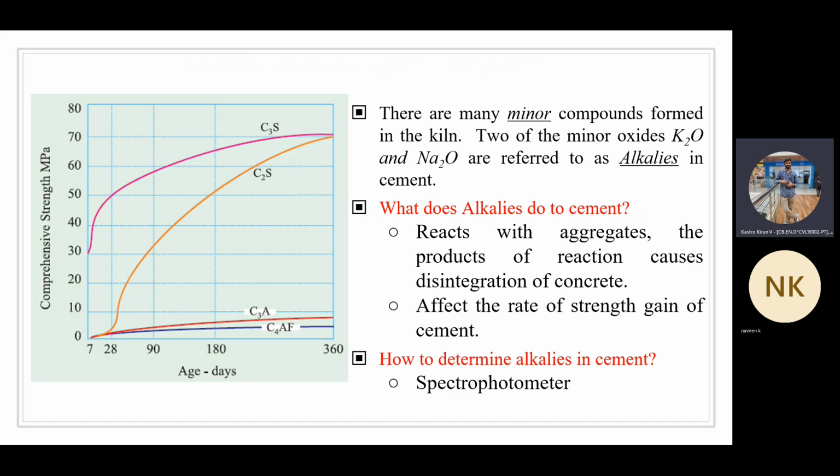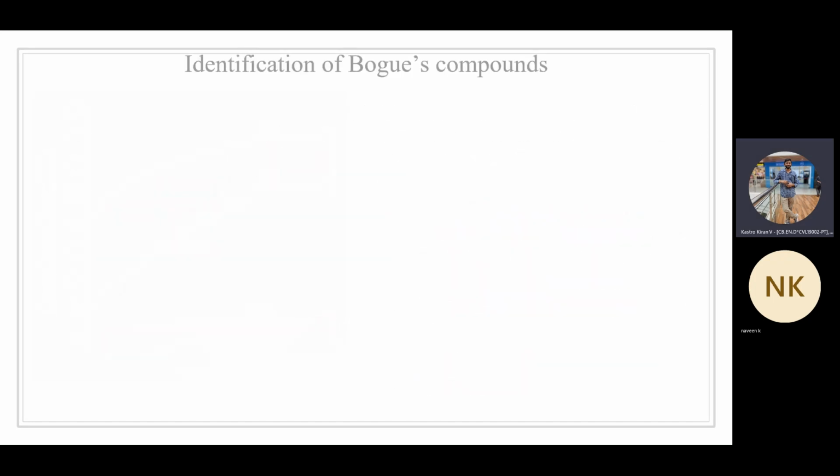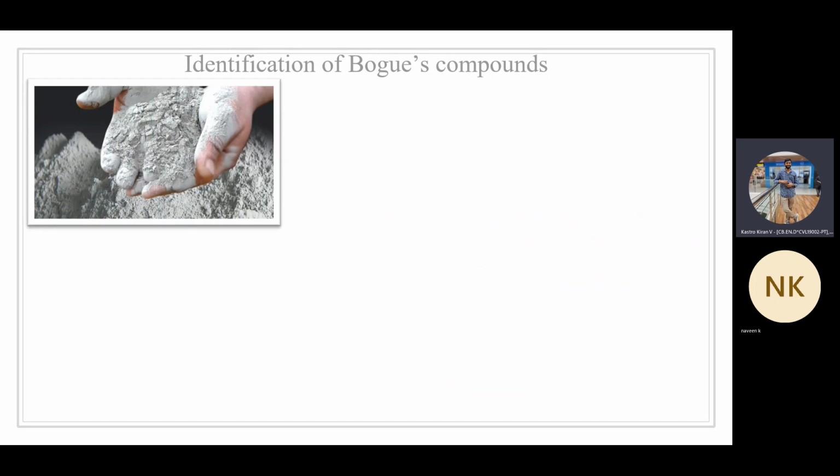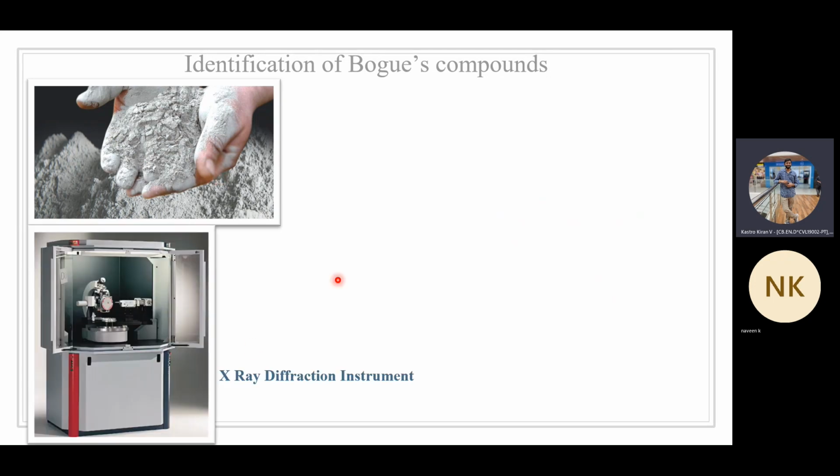So the next thing is, how will you identify the Bogue compounds? Suppose I have given you a sample of cement and I asked you to determine the Bogue compounds. Tell me what percentage of C3S is available, and what percentage of C2S, C3A and C4AF is available. It is not something which can be visually seen. So we need to use an equipment called XRD, the X-ray diffraction instrument.